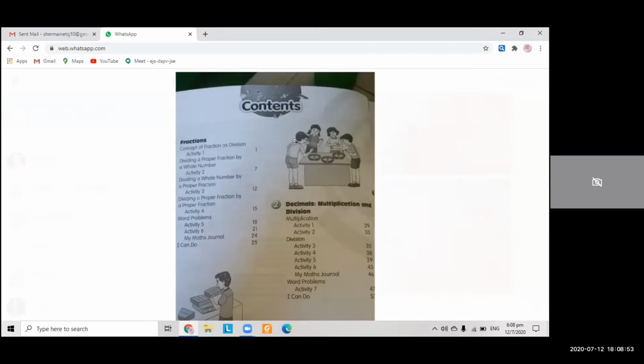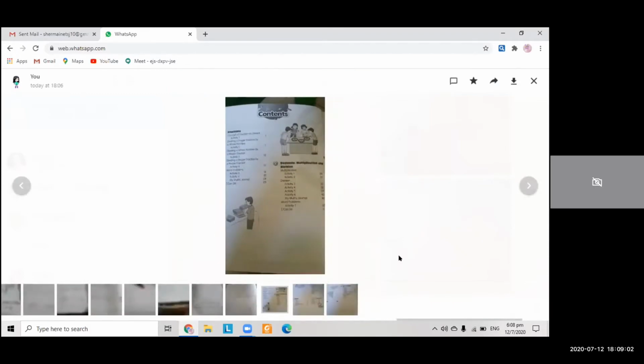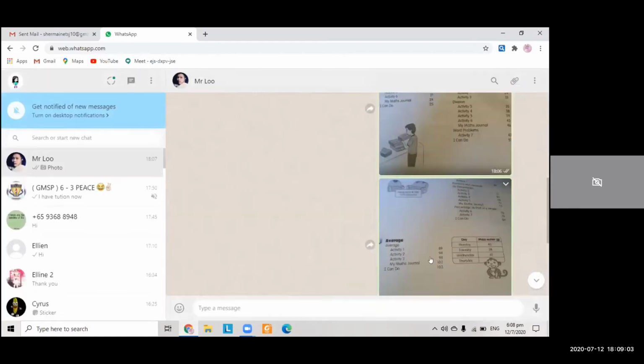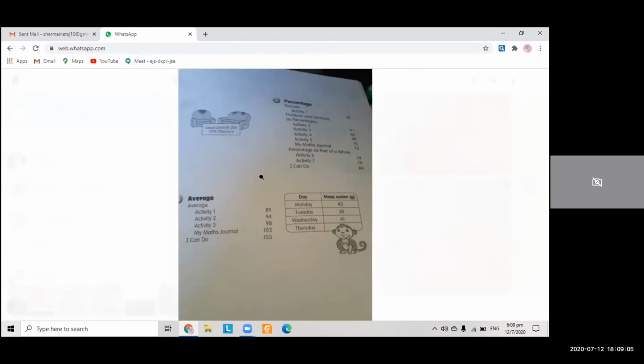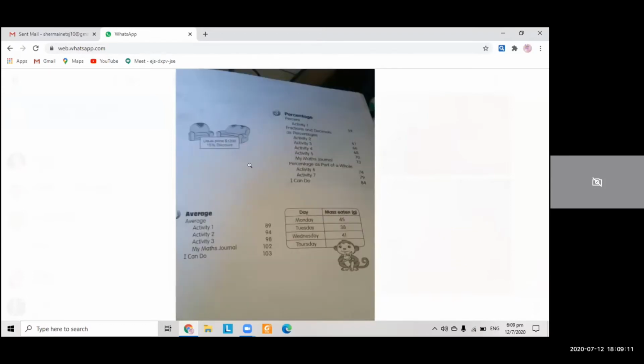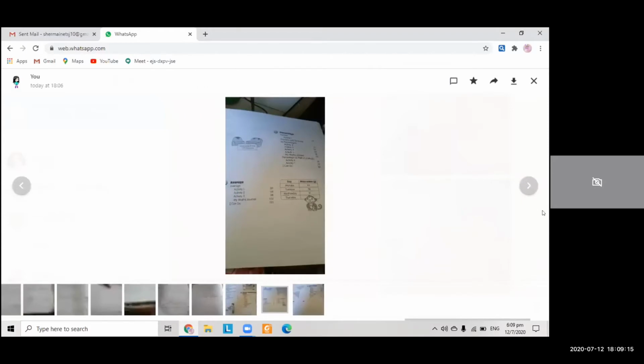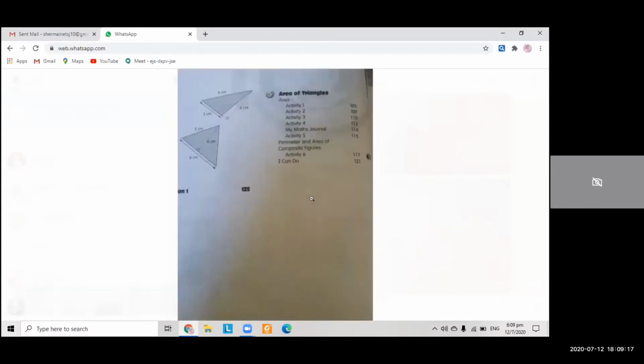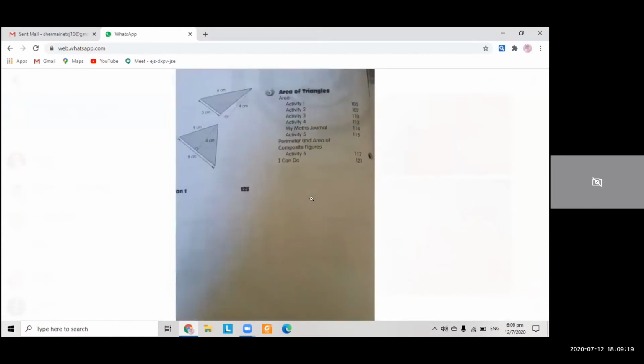Never mind, I have extra copies for fraction, decimals, and percentage. So move to the next photo. So fraction and decimal. You can use the right arrow. Next is percentage and average. All right, next. And over here is area of triangle. All right. Is that all?